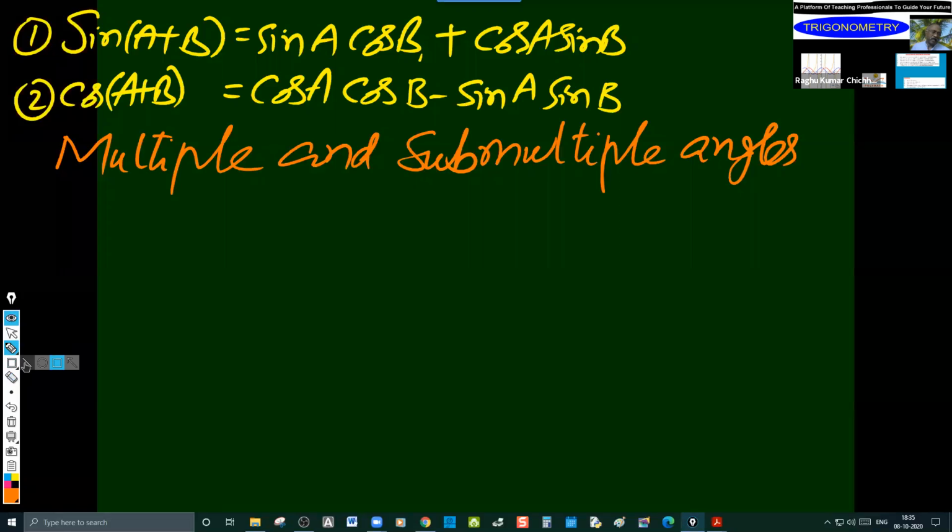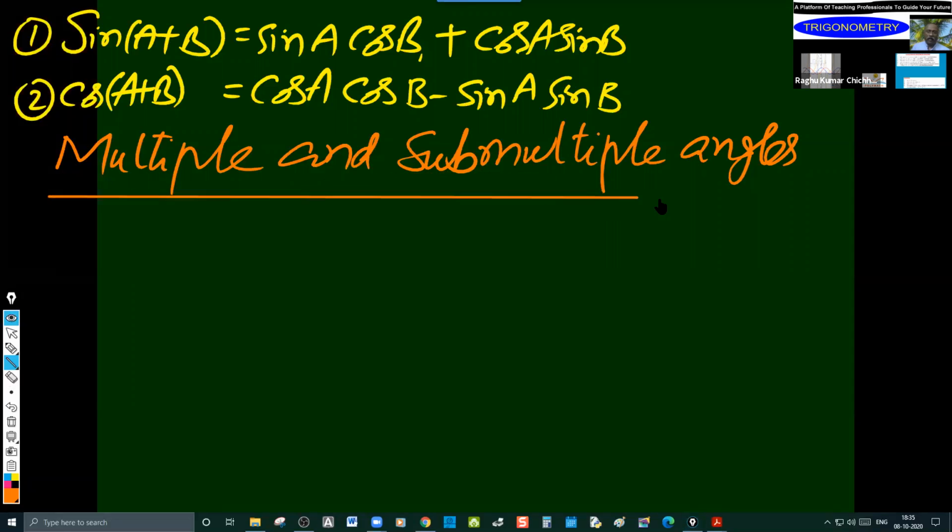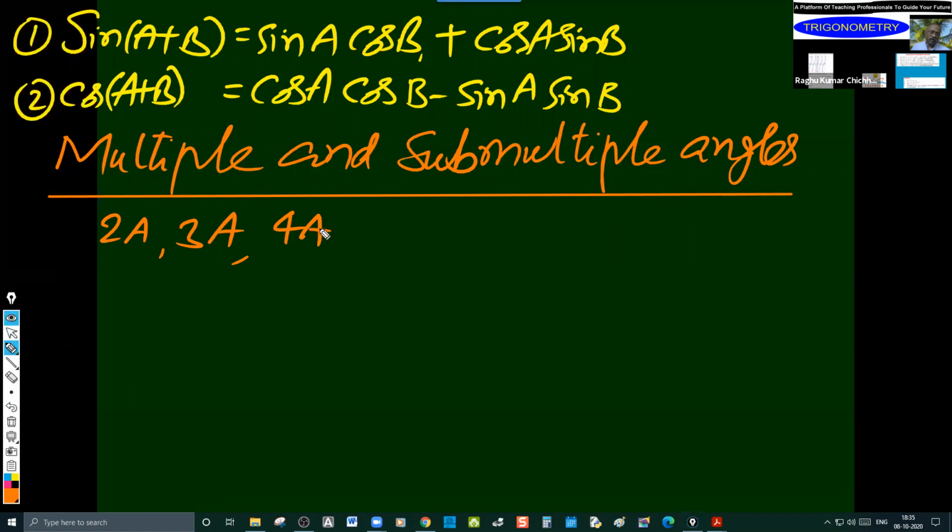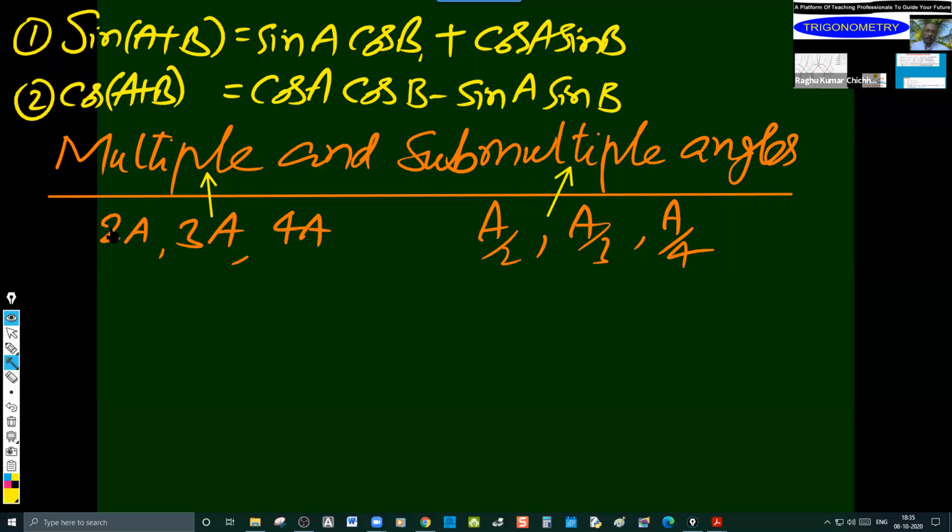Very simple: multiples means if you have 2A, 3A, 4A, like that, these are said to be multiples. And submultiples means A by 2, A by 3, A by 4. That means division, you'll have a fraction. Then they are said to be submultiples. Multiples and submultiples, that's it.